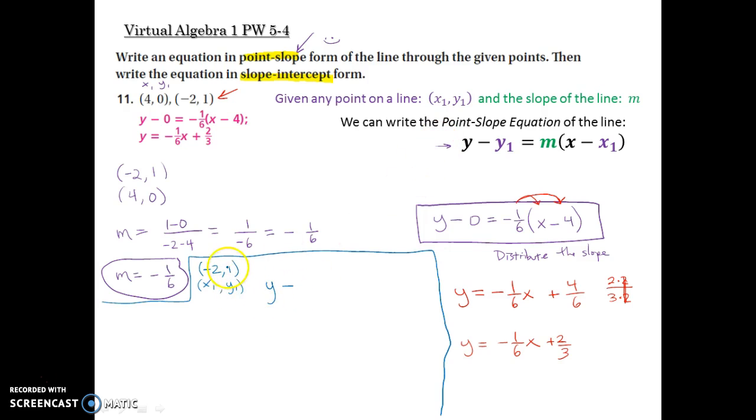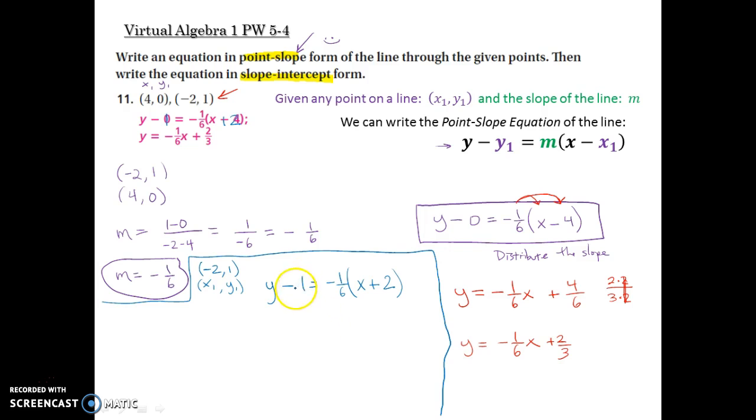Y minus y1, which is the 1, equals m, negative 1/6, times x minus x1, and that's negative 2. Well, minus a negative is plus, so that'll be plus 2. So that would be my point slope, which is totally fine. It would be just as correct to have this say y minus 1 and x plus 2.